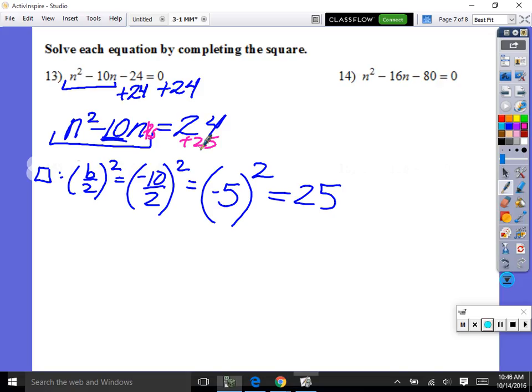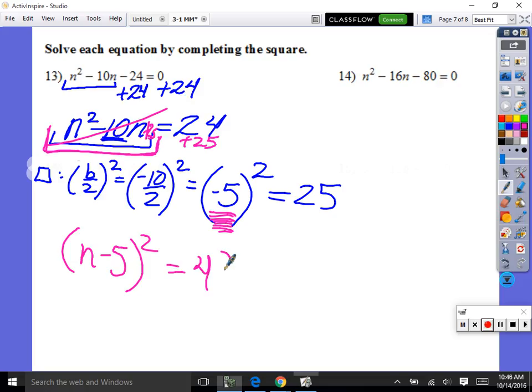So now we can say, okay, awesome. Now that we have this side, we can factor it because we just made it a perfect square. We look back in our parentheses before we squared it. It was negative 5. So this piece is going to factor to be n minus 5 squared. We took care of this side. And now over here, you add those up and get 49.